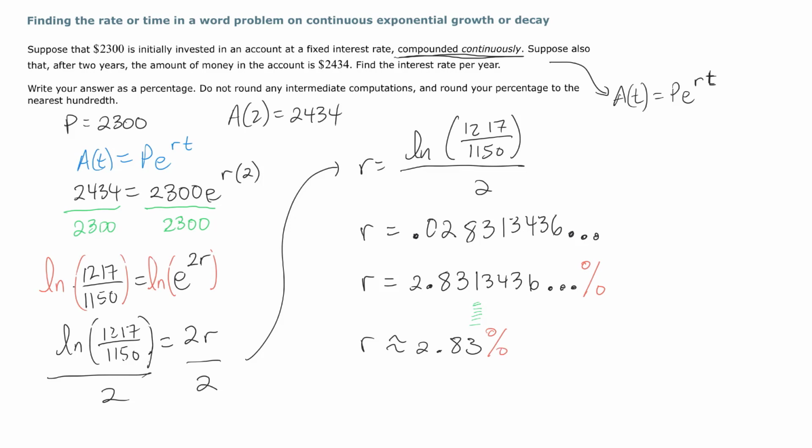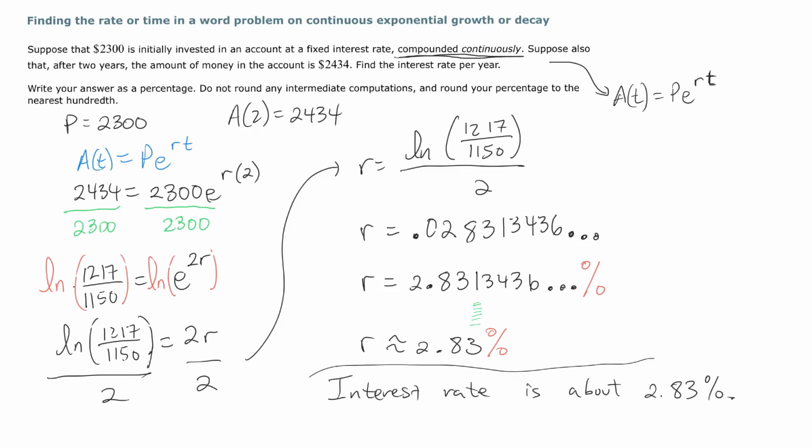If they give you a question in words and sentences, you should probably answer it back in words and sentences. The interest rate is about 2.83%. As usual, make sure you show your work to support this final sentence.